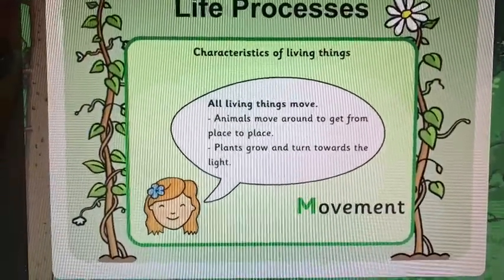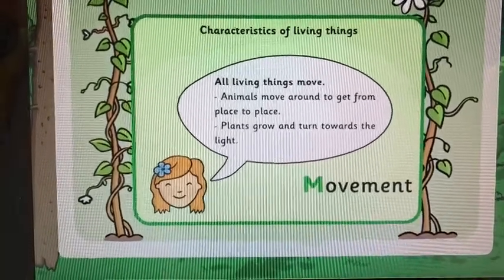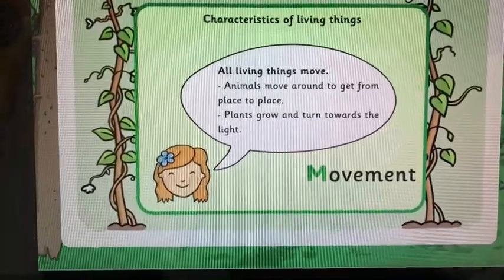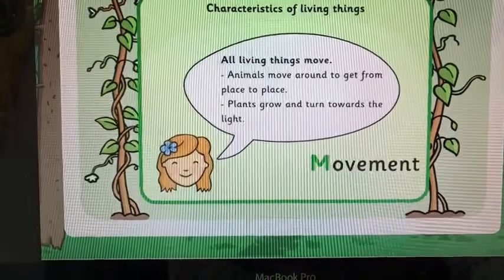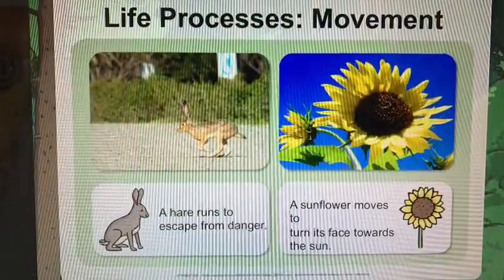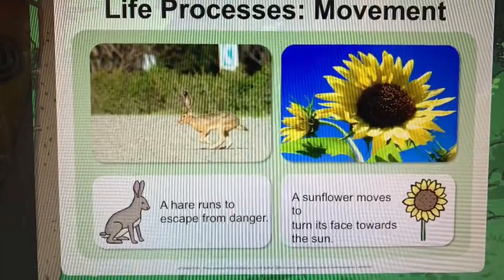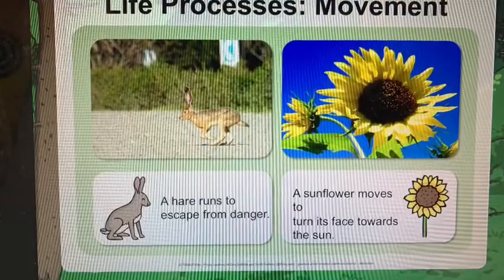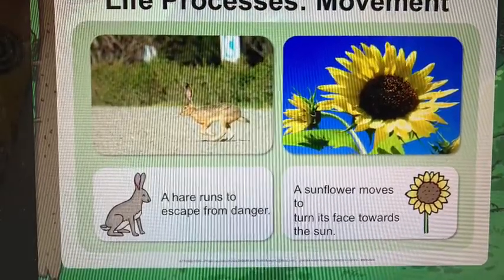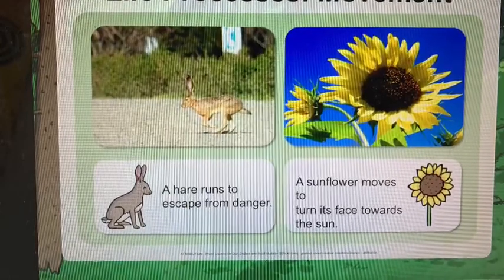Movement. All living things move. Animals move around to get from place to place, and plants grow and turn towards the light. A hare or rabbit runs to escape danger, and a sunflower moves to turn its face towards the sun. So there's two examples of how an animal or plant moves.